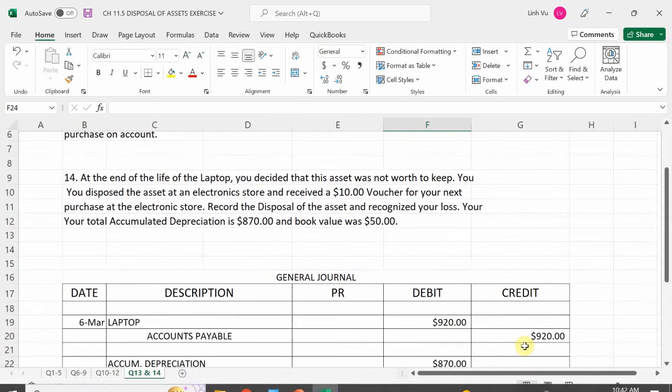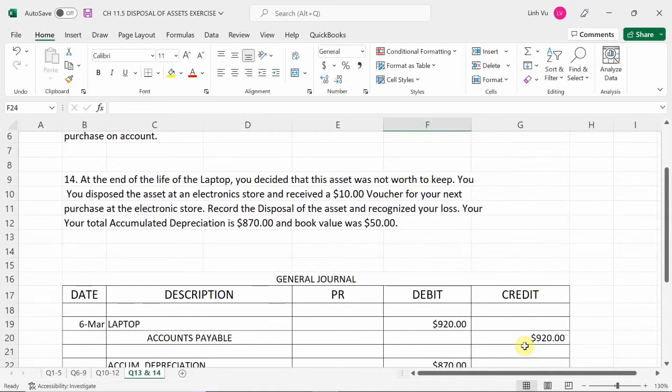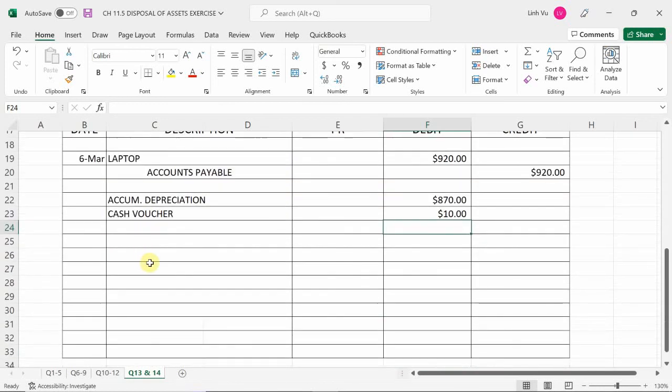What else are you gonna recognize? The book value. Not the book value. That's only to help you determine whether you took a loss or a gain. What am I trying to get rid of? The laptop. You're trying to get rid of the laptop. How much did you originally purchase this laptop for? $920.